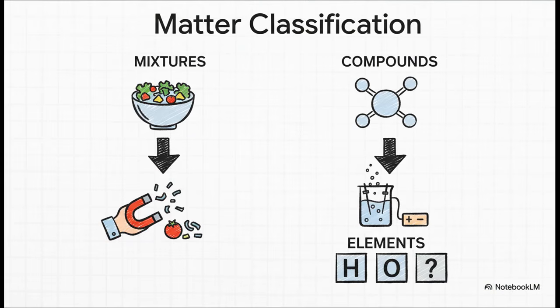So just remember this, a mixture is just mixed, like our poha or salad. Its parts keep their own properties. A compound is a totally new substance, formed by a chemical reaction, like water. The elements are the basic ABCs, like hydrogen and oxygen. And finally, you can separate mixtures by physical methods, like a magnet, but you need chemical methods, like electricity, to break a compound. That's it.